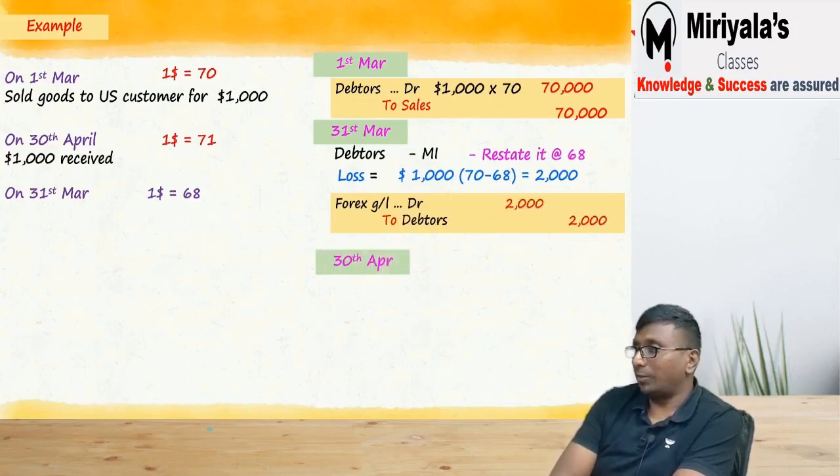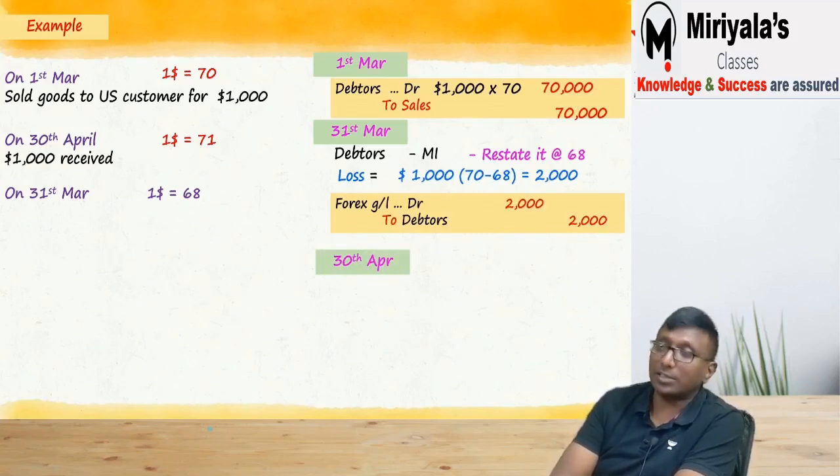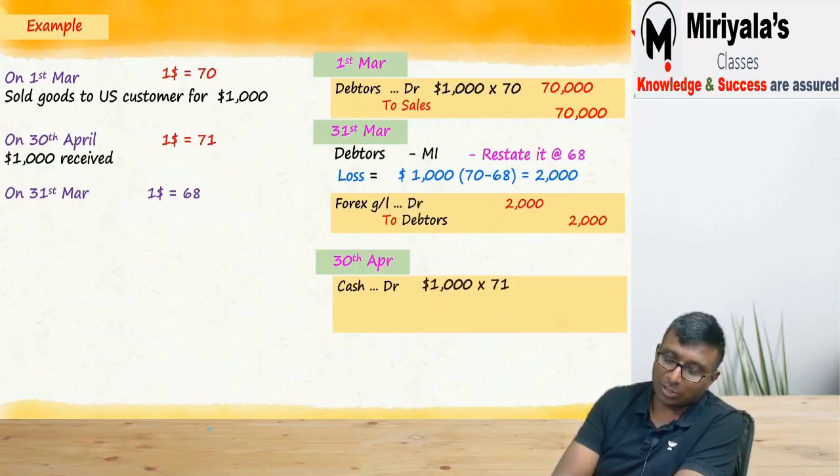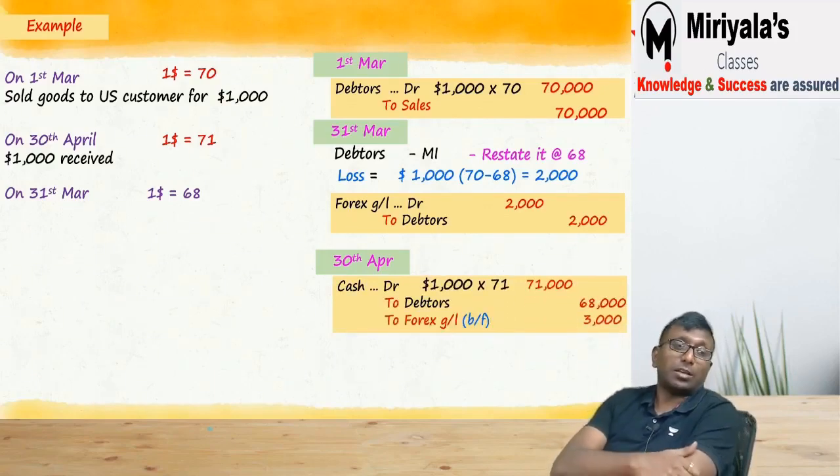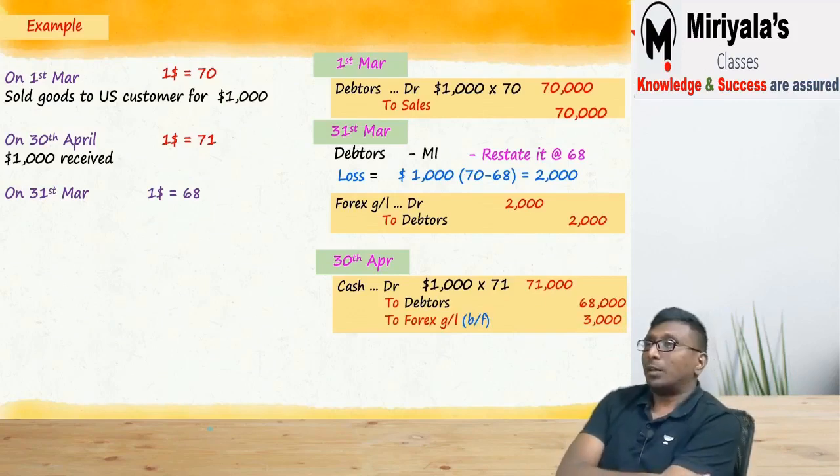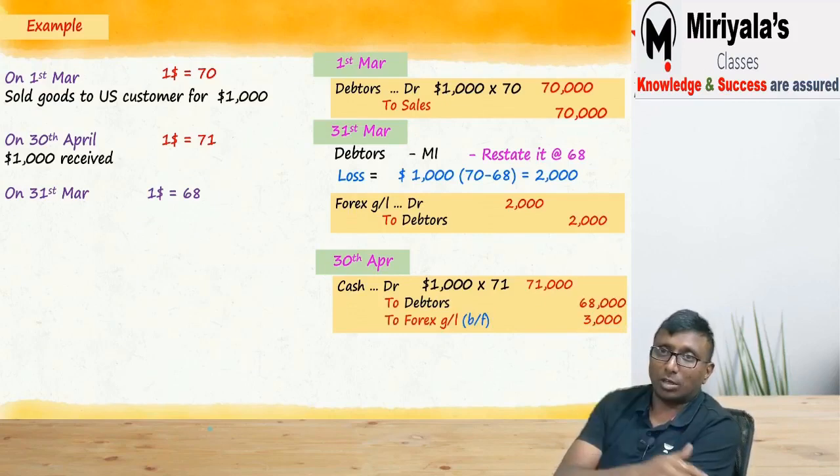On 30th April, when you actually got the money, that day the rate is 71,000. So from 68 to 71, that is a 3,000 rupees gain. The balance of debtors has come to 68,000, so credit the debtors account 68,000. The remaining 3,000 rupees is a gain, obviously. Have you understood?